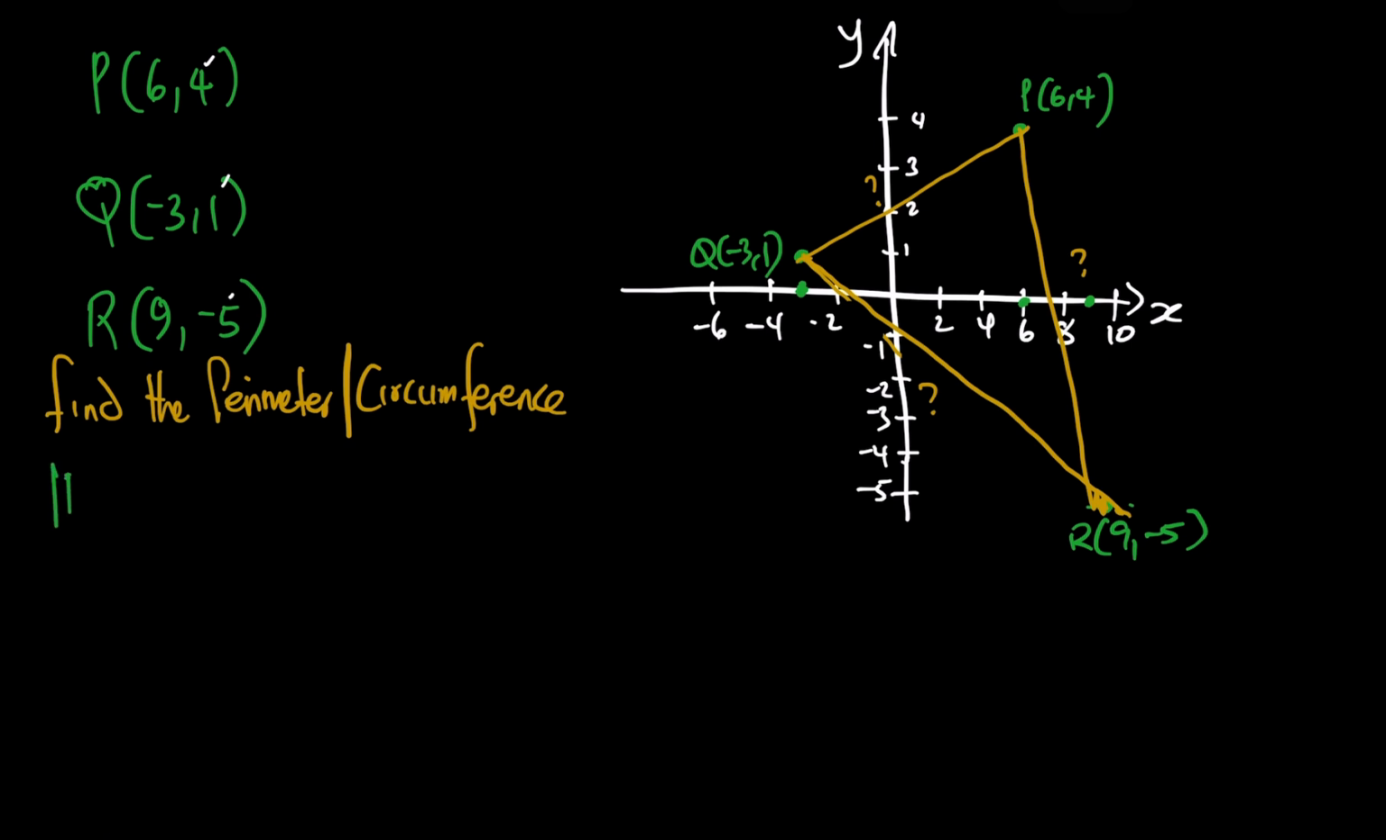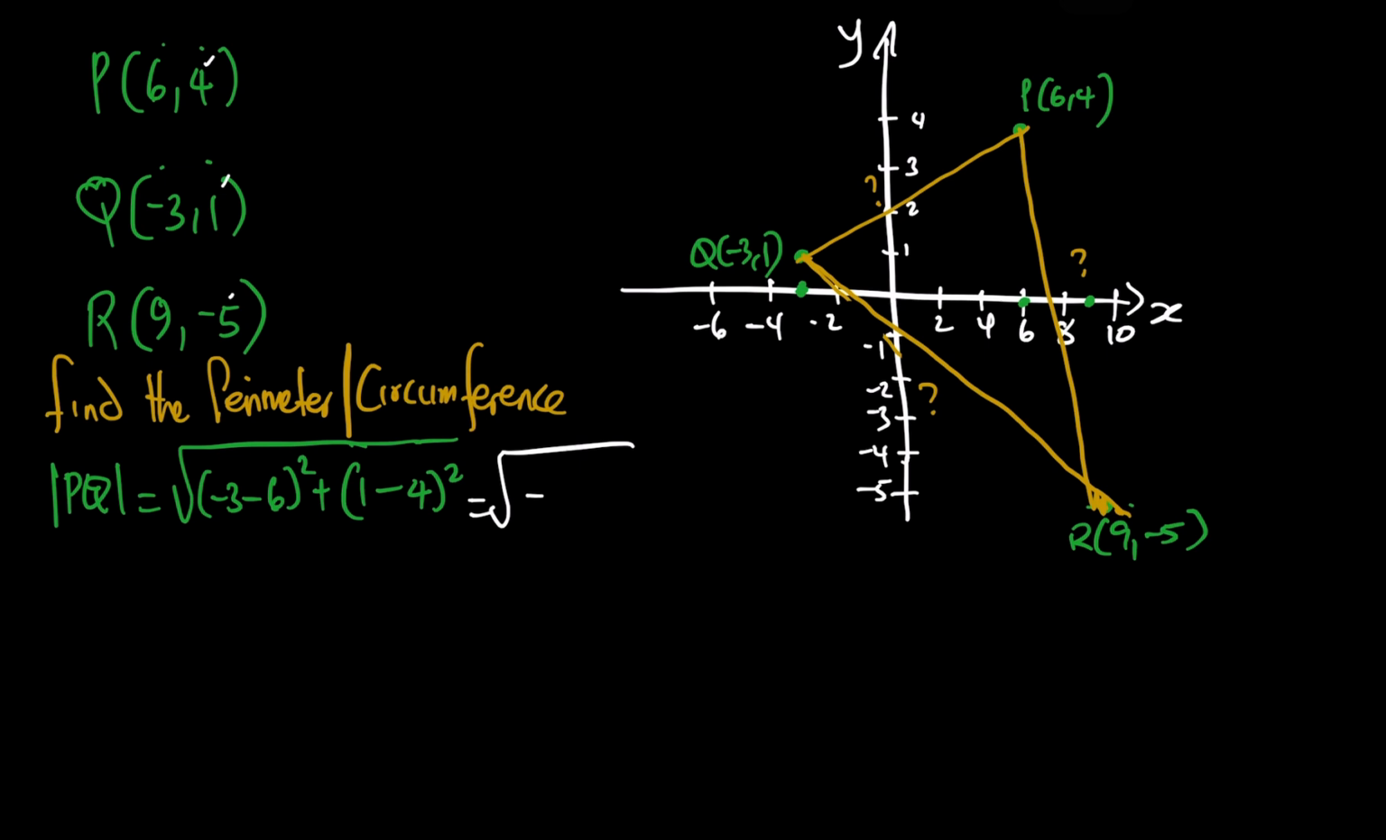So for the length PQ, it's going to be the square root of (x2 minus x1) squared plus (y2 minus y1) squared. This could be our x1, y1, x2, y2. Our x2 is -3 minus x1, which is 6. We square that, plus our y2, which is 1, minus our y1, which is 4. We also square that. We end up getting the square root of (-9) squared plus (-3) squared, which is 81 plus 9, and we end up getting the square root of 90.